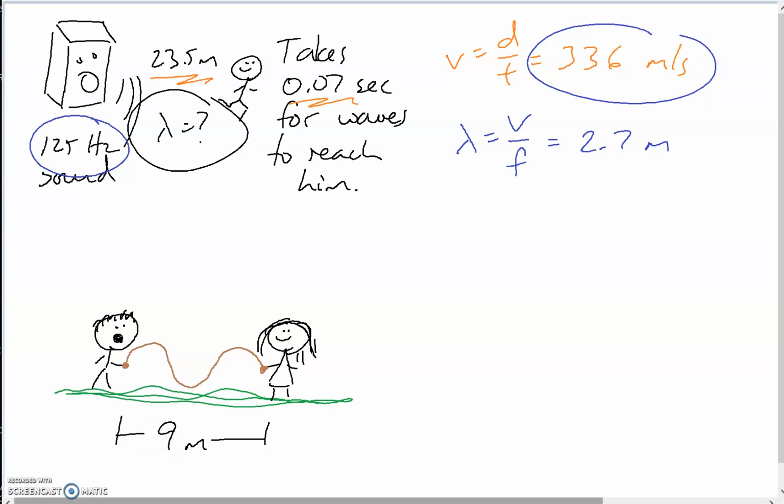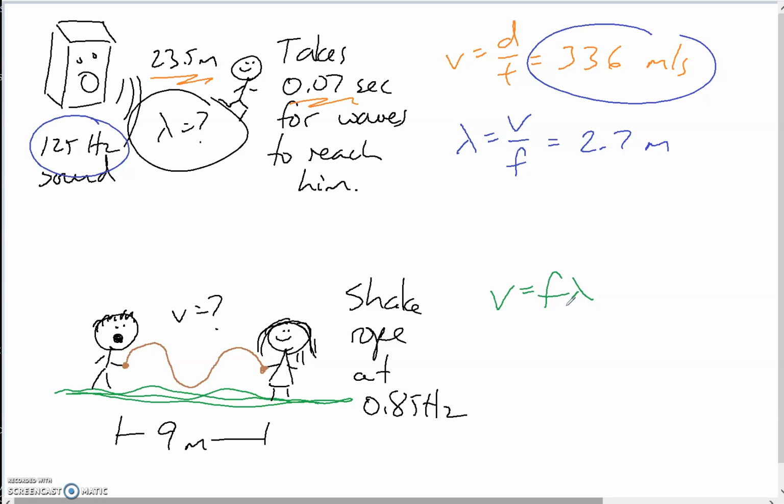Okay. Let's say they shake the rope at 0.85 hertz. Okay, so I want to know how fast the waves are moving on the rope. So looking for speed again. So speed is frequency times wavelength. Well, I have the frequency, that's easy, but I need to know the wavelength.